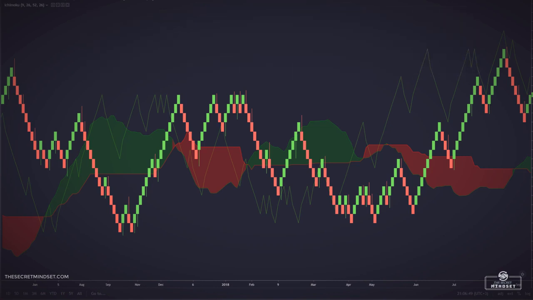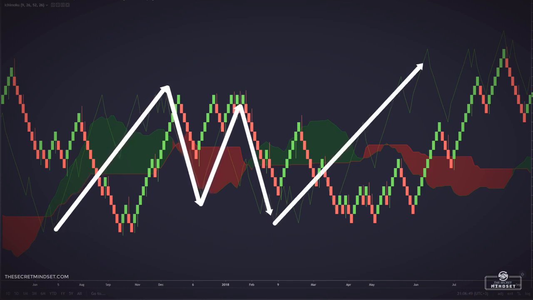Pay attention at the lagging span here. It broke up, down, stayed inside the cloud. It's all a big mess, and this is not what a trend looks like. So no trades here.